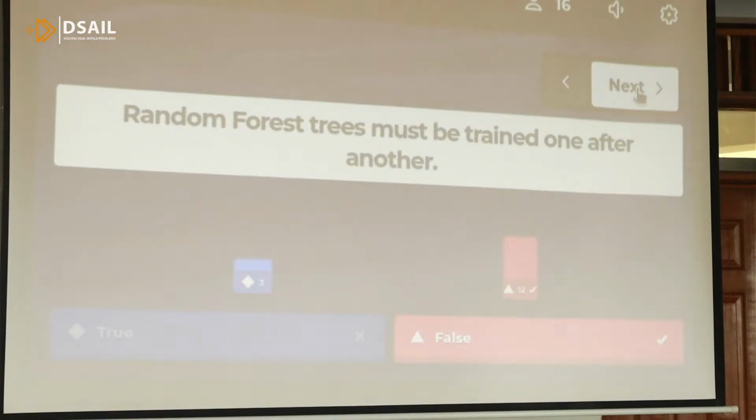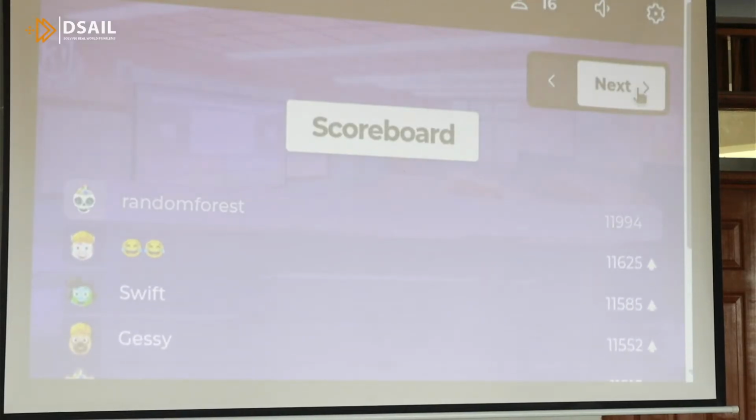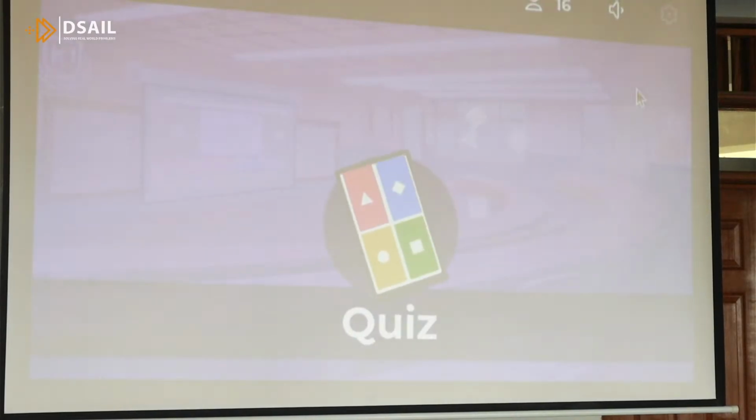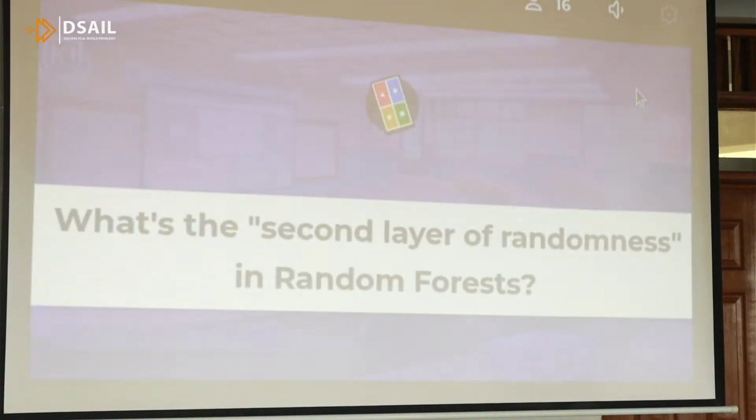Yeah, false. Random forest can be trained in parallel. Remember, random forest has a second level of randomness where you sample square root of n samples, and you can do that in parallel and train different trees. No, square root of p features, sorry. Square root of p features. Oh, I've given you the answer.